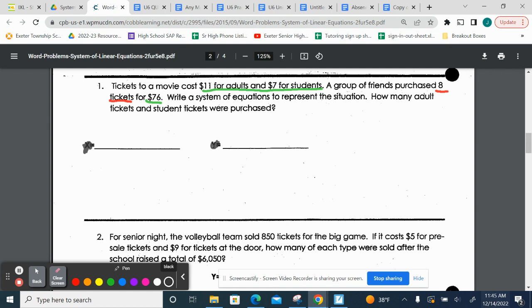And the way I'm getting that is, the question here is how many tickets, adult tickets and student tickets, were purchased. So anytime you need to find the variables, look at the unknowns, right? We don't know the number of adult tickets. We don't know the number of student tickets. So I'm going to use A to represent the number of adult tickets. And I'm going to use S for the number of student tickets.